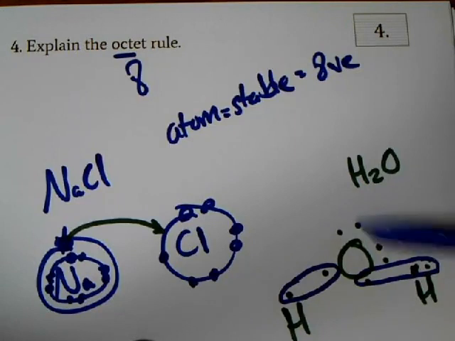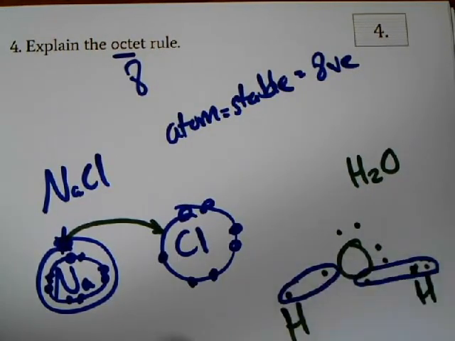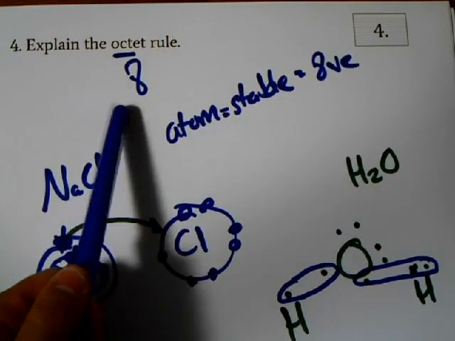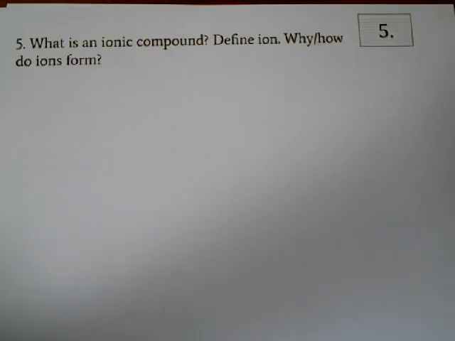The octet would be 1, 2, 3, 4, 5, 6, 7, 8 for oxygen, and the hydrogen gets its 2 that it would like to have in the outer shell. Now again, octet means 8, but for hydrogen, it just wants 2, so maybe a better definition of this would be it wants its outer shell to be complete.